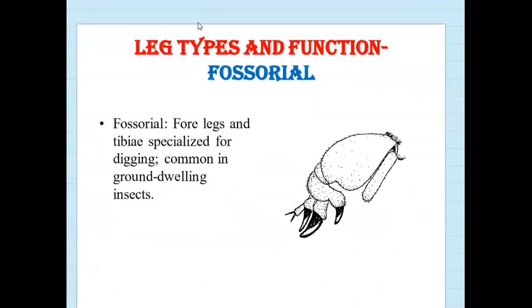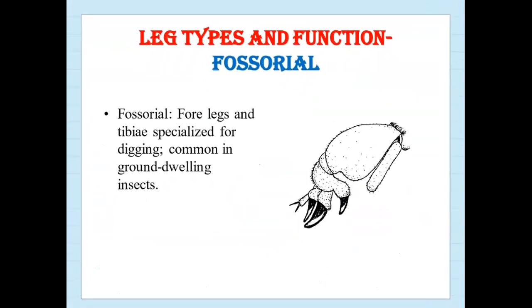The next modification of leg is fossorial. Fossorial leg: forelegs and tibia specialized for digging. Common in ground dwelling insects, insects that dwell on the ground. This is this type of leg.